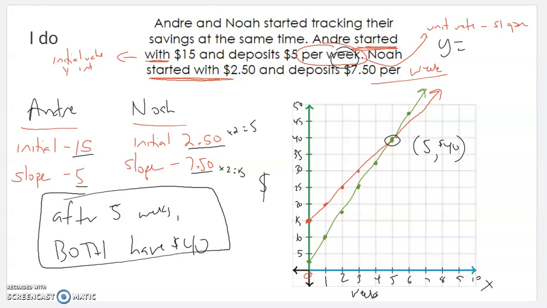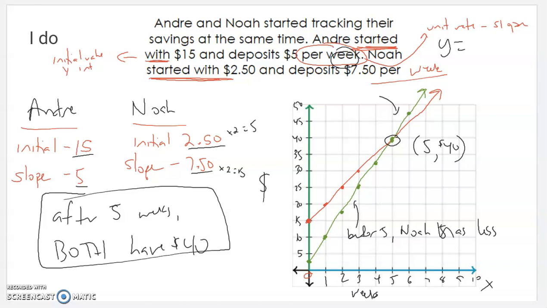The other thing you can kind of tell is before that time, before they get here, the green line is lower than the red line. So before 5 weeks, who's green? Noah? Noah. So before 5 weeks, Noah has less and Andre has more. Noah has less.